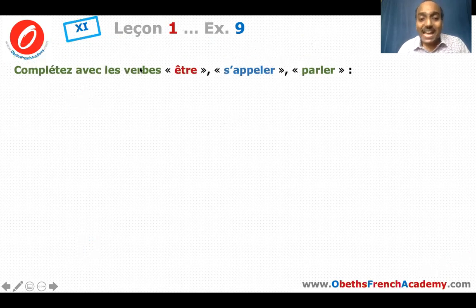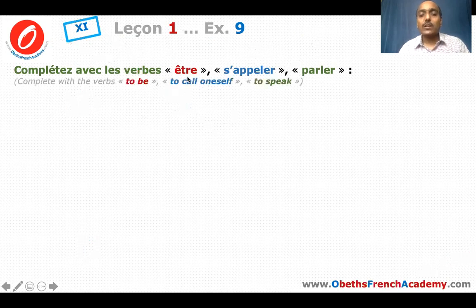Complétez avec les verbes être, s'appeler, parler. Complete with the verbs être, s'appeler, parler. So we need to know the translation for this verb être, to be. S'appeler, to call oneself. Parler, to speak.